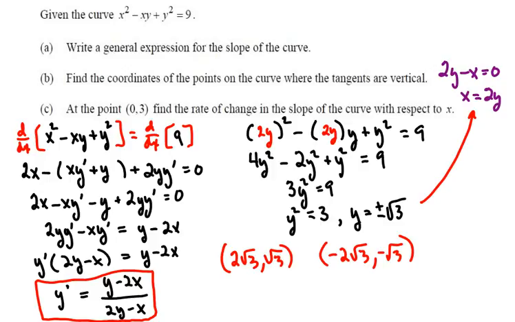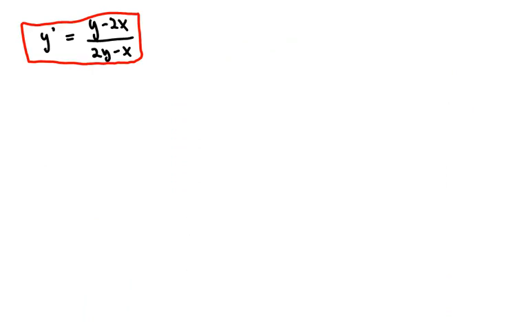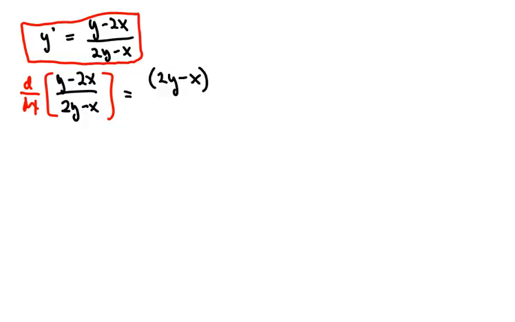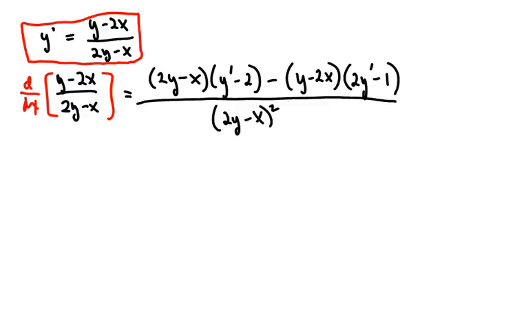Alright, so we're going to use our first derivative, which we carry in from the problem, and we need to find the second derivative and evaluate that at 0, comma 3. And here we go. This is a quotient, so we'll need the quotient rule, low d high. The derivative of the numerator is y prime minus 2, minus high d low, and the derivative of the denominator is 2y prime minus 1. And that's all over 2y minus x quantity squared.